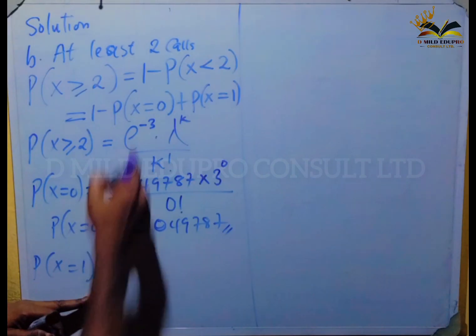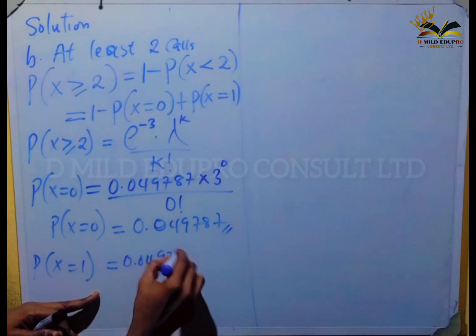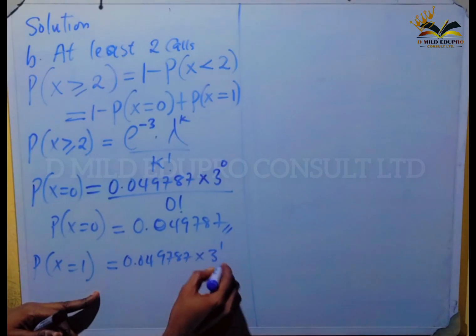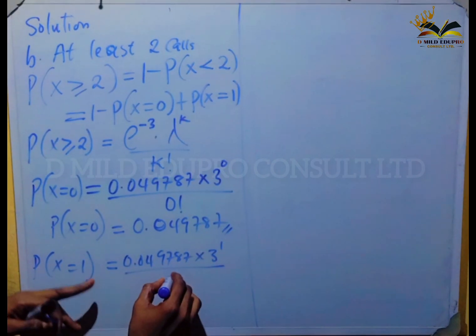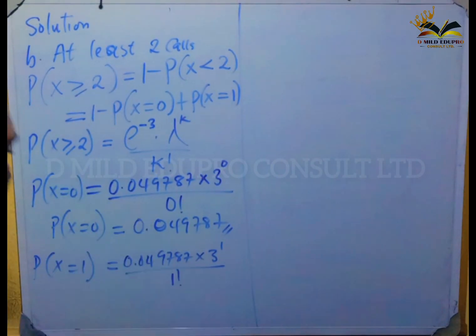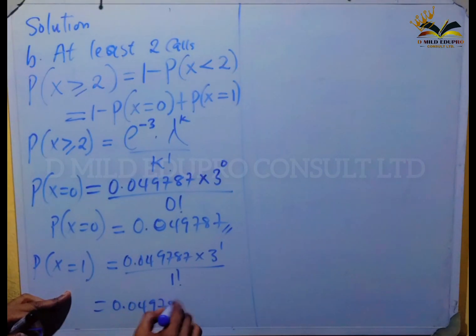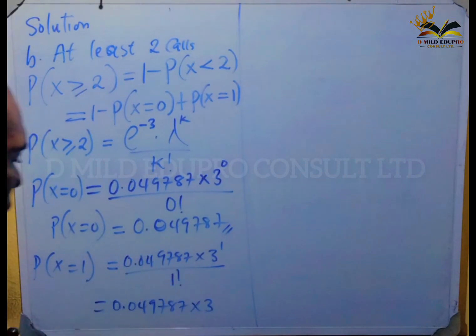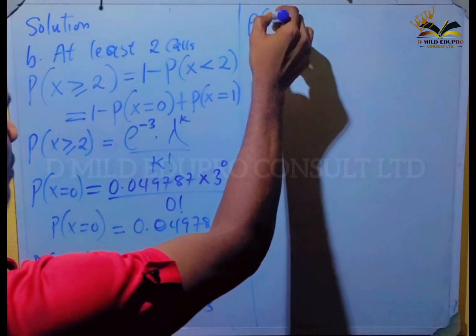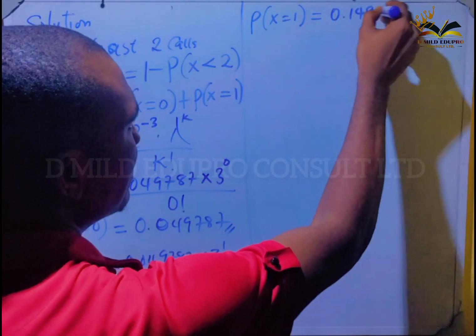Now let's check probability of x equals 1. So we have this given already, which is 0.049787 times 3 raised to power 1 all over 1 factorial. Please, 1 factorial is 1. 3 raised to power 1 is still 3. So we are going to have 0.049787 times 3. If you multiply everything here by 3, whatever you arrive at will be your answer for the probability of x equals 1, which is 0.149361.